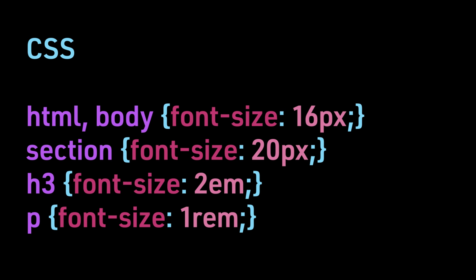HTML body, we have set the font size to 16 pixels. Section, font size is 20 pixels. H3, font size to 2M. P, font size 1 rem. We use 16 pixels as the root HTML font size to reflect the standard size we determine from the points to pixels conversion. However, we can set this to whatever we want.